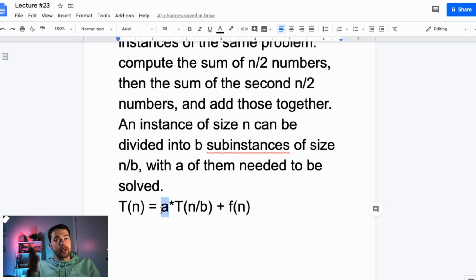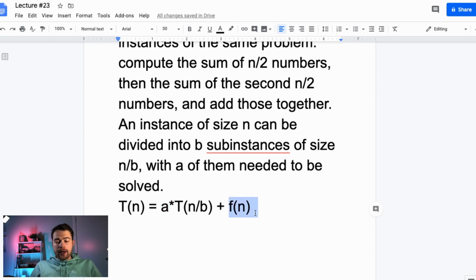Now, how many sub-problems do we have after one division? Two. So b would be equal to 2. And how many sub-problems do we need to solve? That would be a, which is also 2. Keep in mind that a and b may not be the same thing. It's possible that you divide into 3 chunks, but you solve, for example, only 1 or only 2. So it's very important.